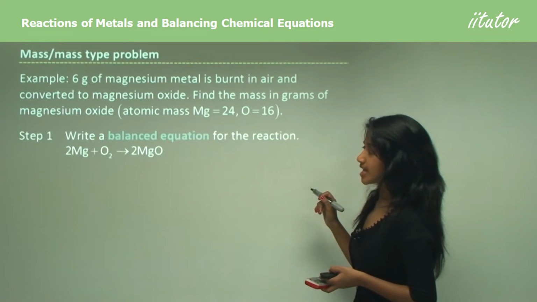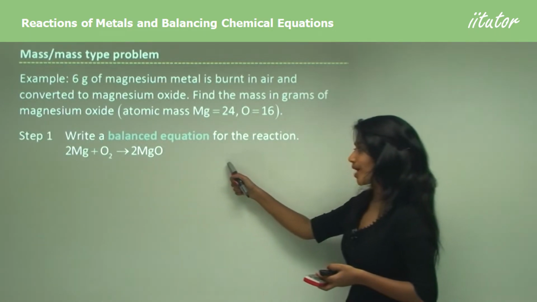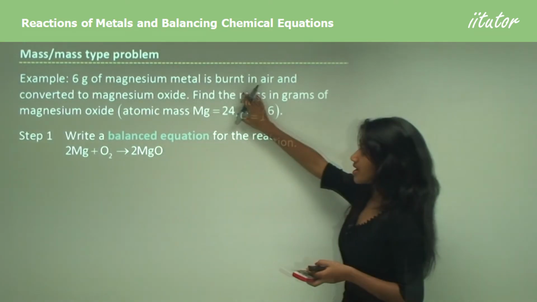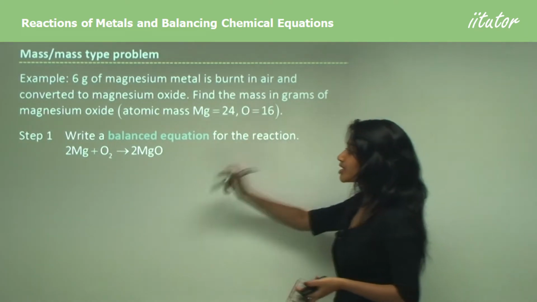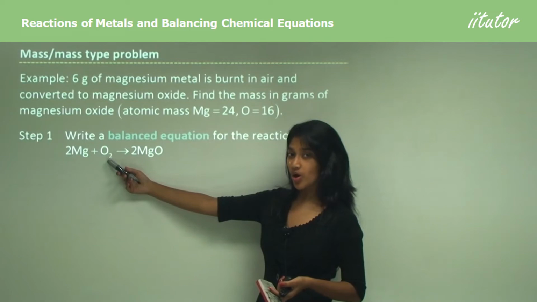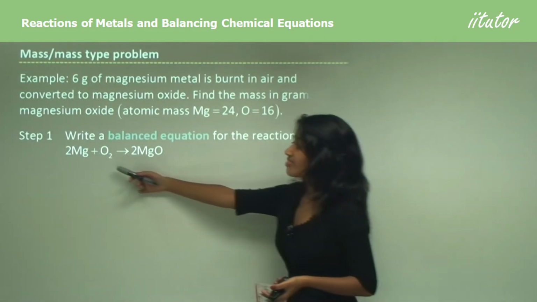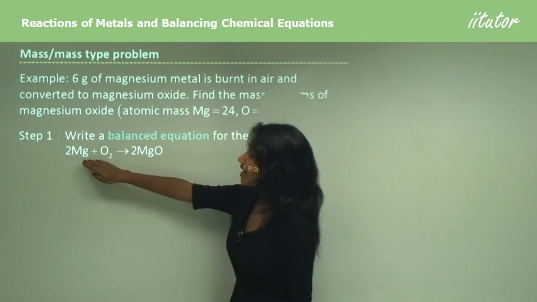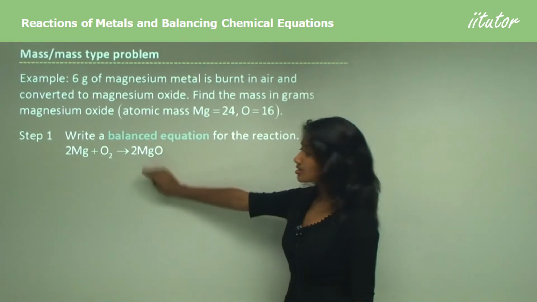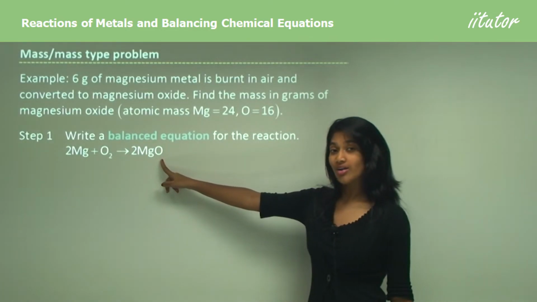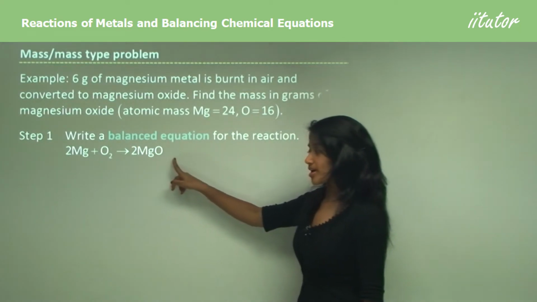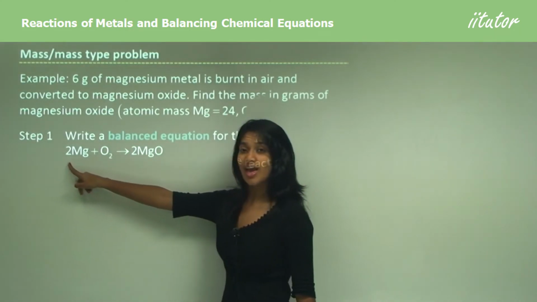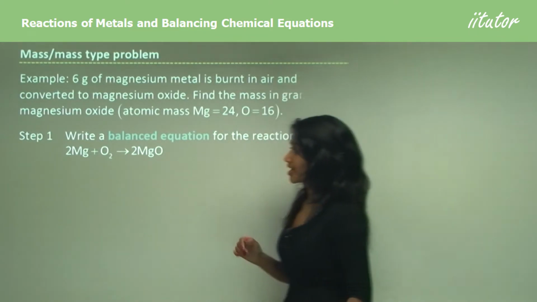Now let's see what the first step is. The first step is to write a balanced equation for the reaction. So we have to go back to the reaction and see what's happening. It's a burning reaction, which means it's a combustion reaction. So magnesium is going to burn along with oxygen to form magnesium oxide. And then we have to balance our equation. Now this is balanced for you, but if it wasn't balanced for you, you would have to go, the magnesiums are balanced. And then we have 2 oxygens here, but we have only 1 oxygen here. So you'll put a 2 in front of the MgO, but then our magnesiums are not going to be balanced, so you would put a 2 in front of the Mg. So that's a balanced equation.